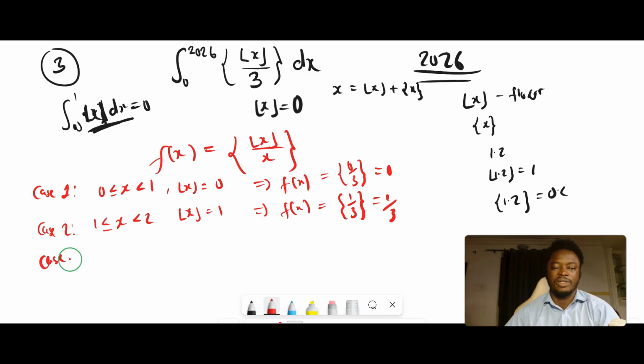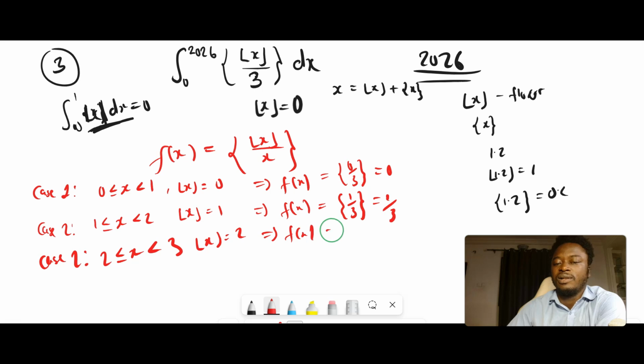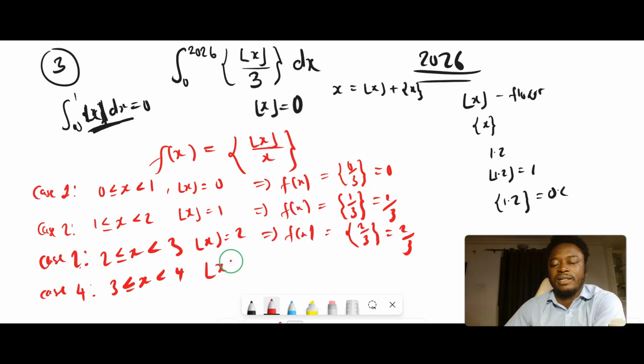Now case 3, when 2 is less than or equal to x, less than 3. The floor of x here is going to be 2, and this means f of x would be the fractional part of 2 divided by 3, which is basically 2 divided by 3. Now case 4, where 3 is less than or equal to x, less than 4. The floor of x is 3, and f of x is the fractional part of 3 over 3. Now 3 over 3 is 1, so the fractional part is 0.